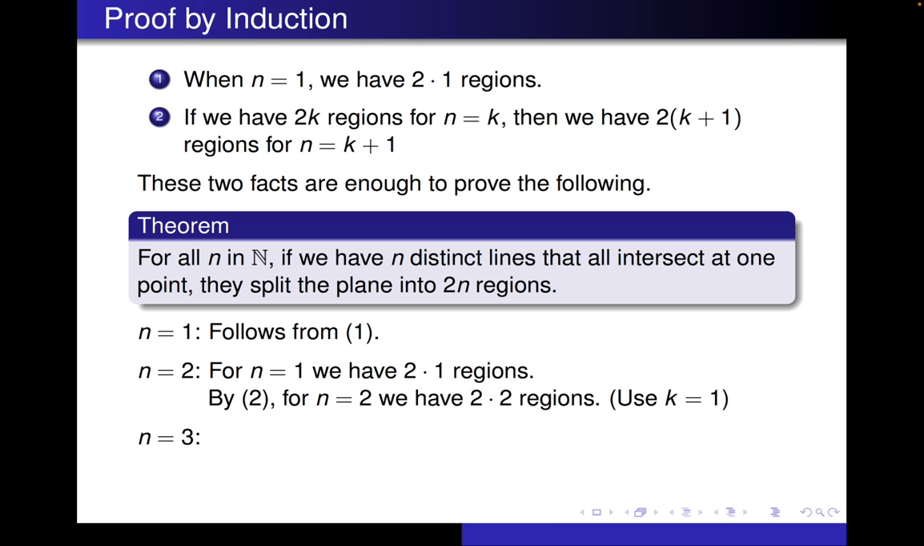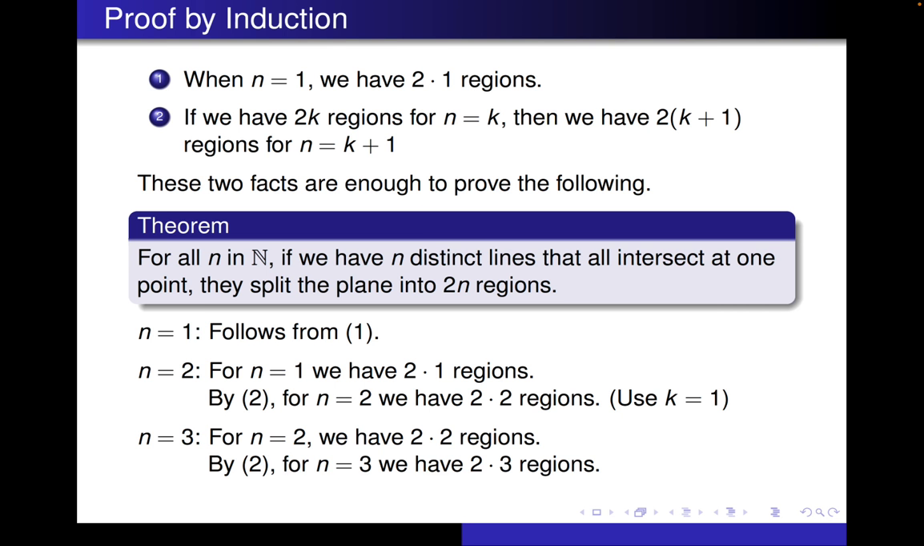Well, we do the same thing for n equals 3. We just proved that for n equals 2, we have 2 times 2 regions. And if we plug that back into part 2, we know for n equals 3, we have 2 times, well, 1 more than 2, so 2 times 3 regions. So again, we plug in k equals 2 there. It tells us that if we have 4 regions for n equals 2, then we have 2 times 3 regions for n equals 3. And we just keep on going. Now that we have a formula for n equals 3, we use part 2 to get the formula for n equals 4. And we can keep on doing that for all values of n.